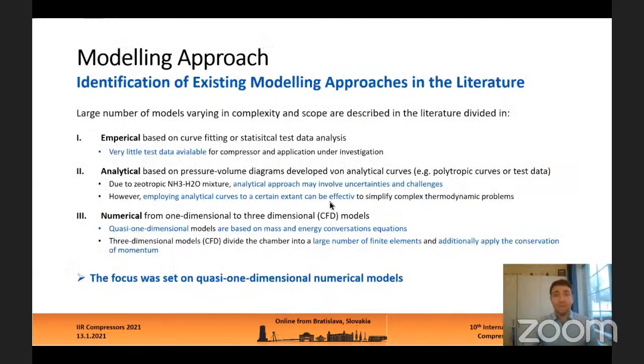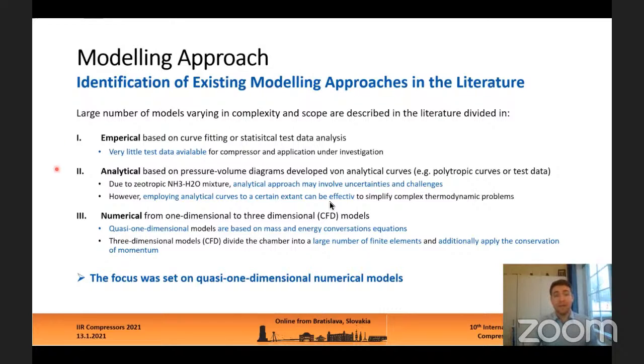For the development of the modeling approach, we started with the identification of existing modeling approaches in the literature, and we found a large number of models varying in complexity and scope, and they can be divided into three groups. The first one is the empirical approach based on curve fitting or statistical data analysis, which is a bit difficult in our case due to the very little test data available for our specific application.